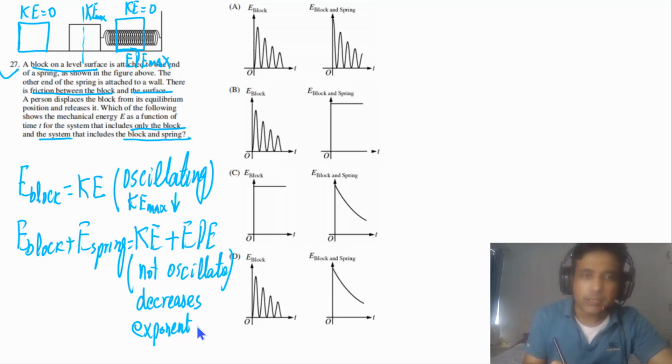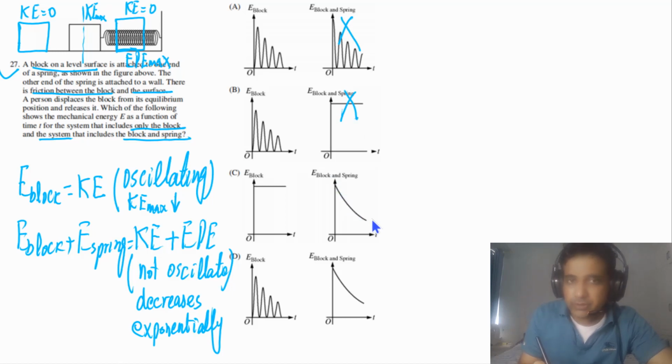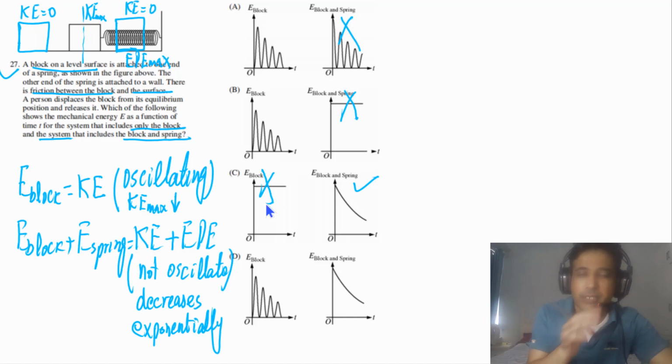If these points are clear to you, now we can find the answer. Total energy will not oscillate, so this is incorrect. Total energy remains constant. This is incorrect. Decreases exponentially. This can be possible. This is telling us energy of the block remains constant. Energy of the block also will decrease, and also it will oscillate. So this is not correct. So the answer is D for this question.